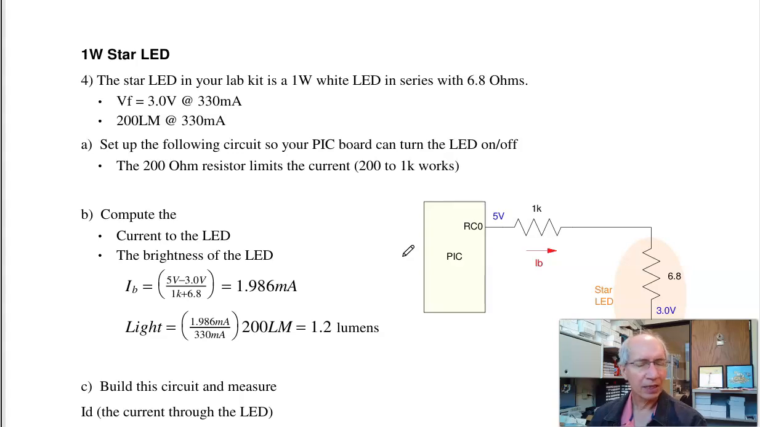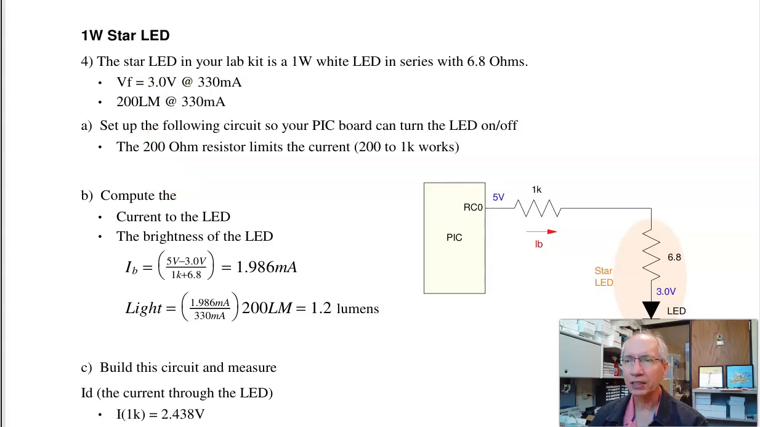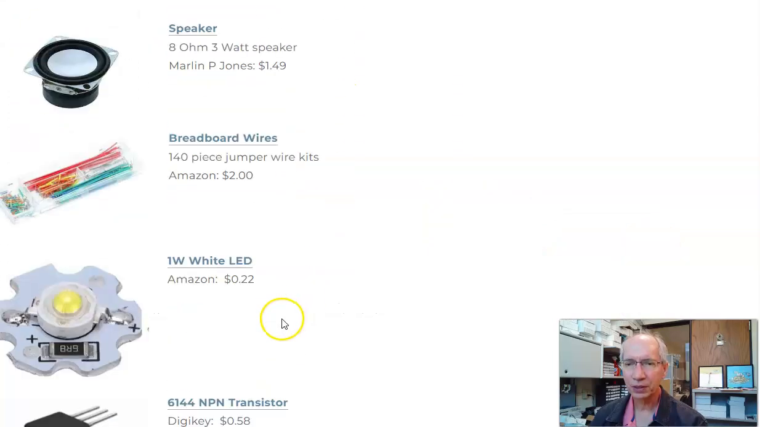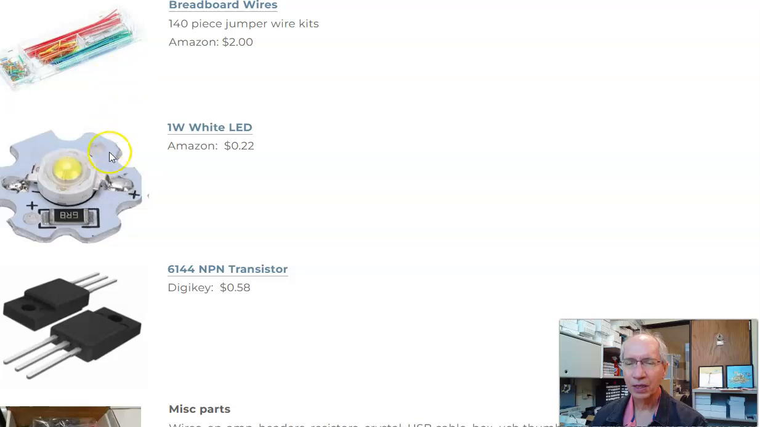If I need more than that, I need a transistor. So problem 4 looks at the star LED. This is what the star LED looks like. It's got a 6.8 ohm resistor built in. I connect it to power and ground, actually 5 volts and ground, and it turns on.